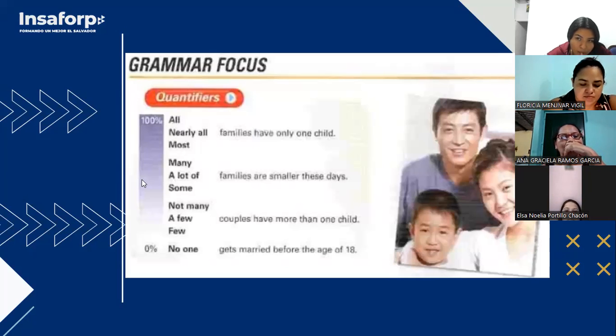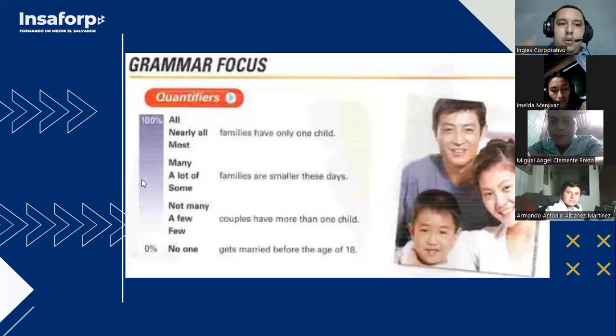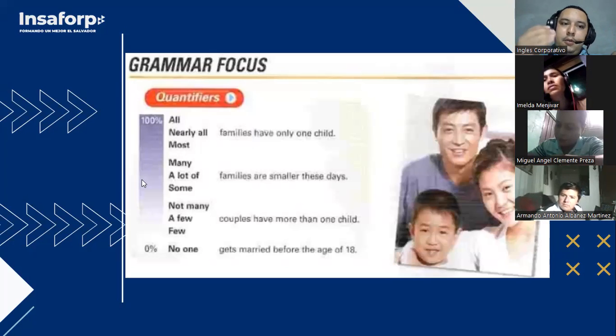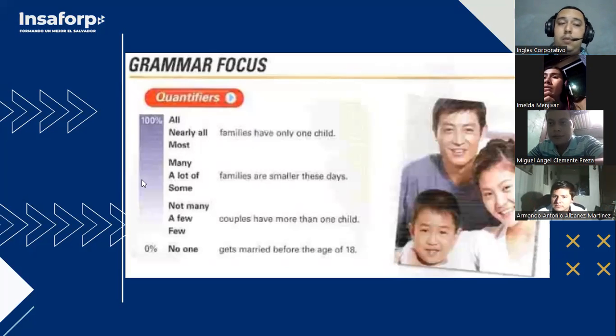Remembering the quantifiers, in Spanish we have objetos contables y no contables. Have you heard about that, right? Countable and uncountable things. Well, I ask you this, guys. Can you count water? No. Water cannot be counted. But if you put the water inside a bottle, you are not going to count the water. You're going to count the bottle of water. That is a different case, right?